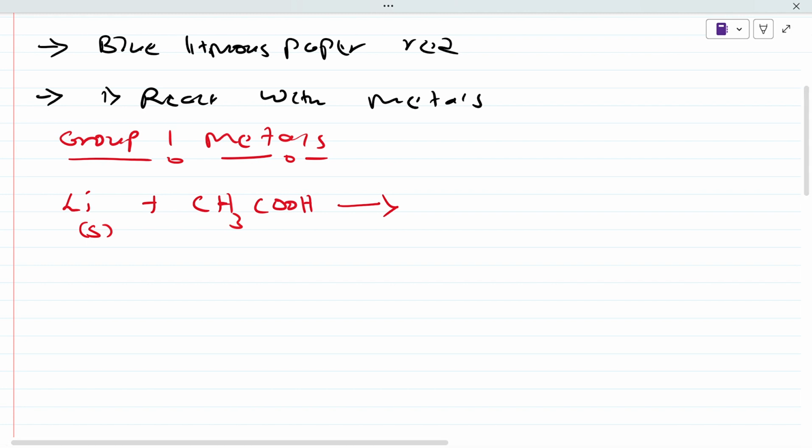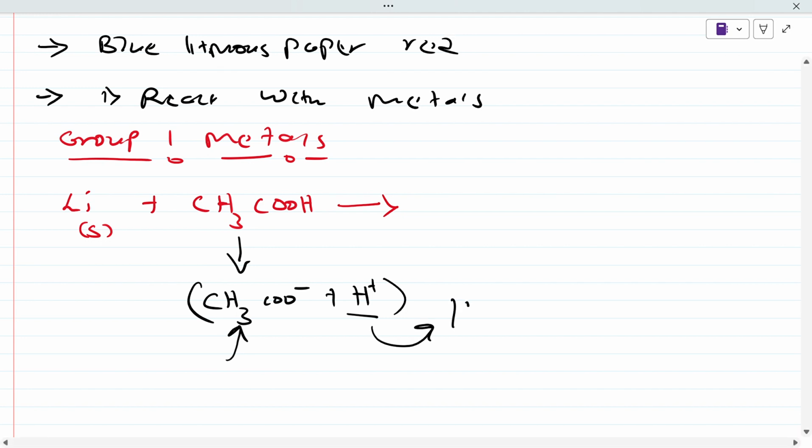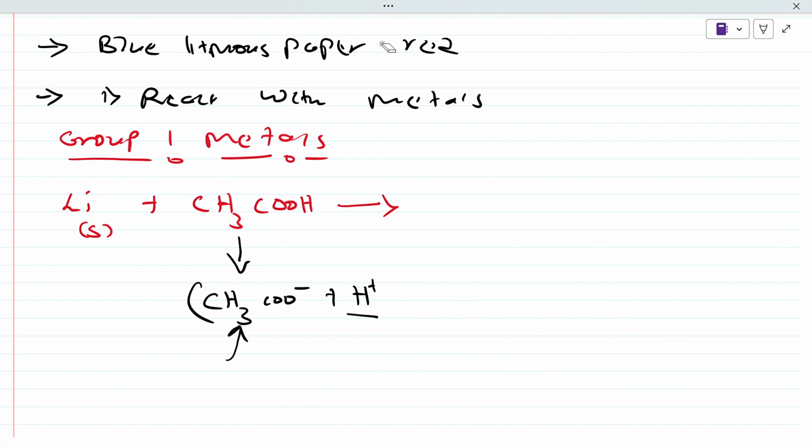In case as a student you still don't know what happens here, I'm going to put it in brackets. When carboxylic acids dissociate, they form CH3COO minus plus hydrogen ions. This is what happens when they dissociate in solution. So when lithium is coming in to pick that part of the acid that has a negative charge and leaving the other part, what can that tell us? The hydrogen that remains is what is going to form the hydrogen gas that will be given out. So that is when we say that hydrogen has been displaced from that given compound. That was just a by the way to make you understand the reactions that are taking place here.